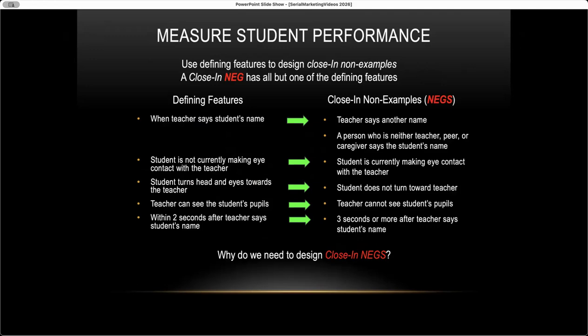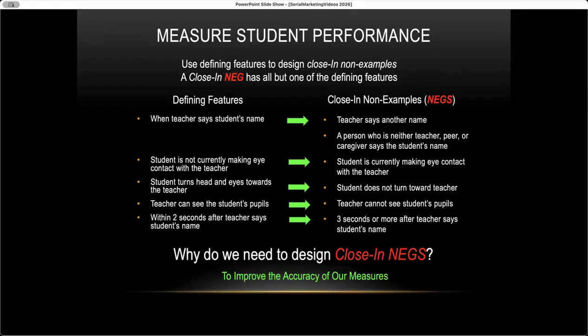Why do we need to design close-in non-examples or negs? To improve the accuracy of our measures.